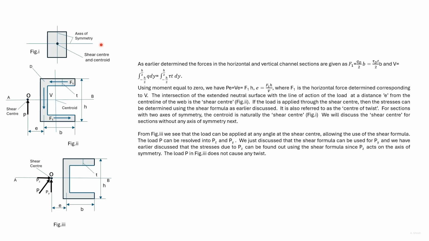For a section with two axes of symmetry, the shear center and the centroid coincide. For a section with one axis of symmetry, the shear center is on the axis of symmetry but at a distance from the centroid. For a section with no axis of symmetry, the shear center is generally distant from both the principal centroidal axis.